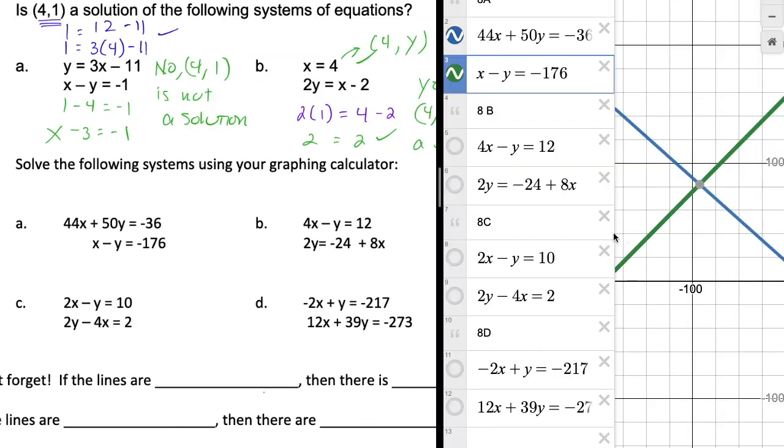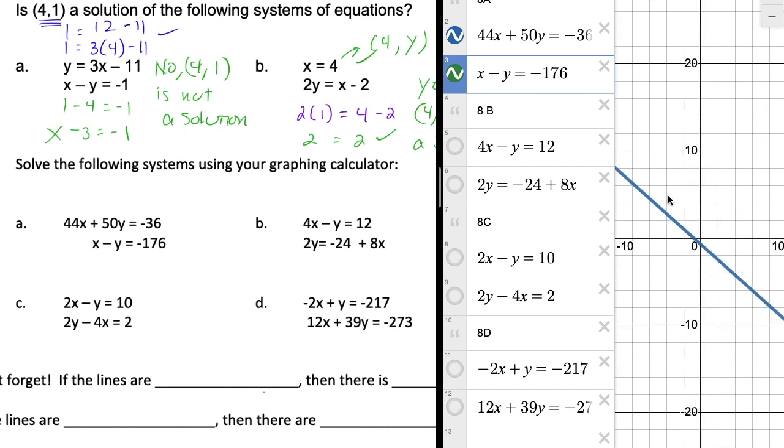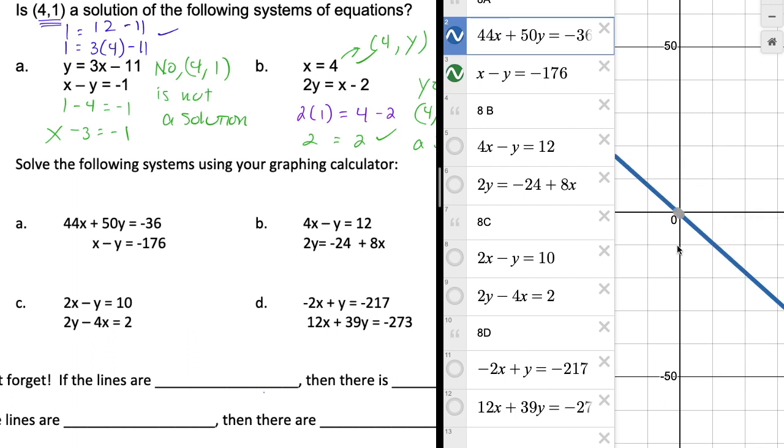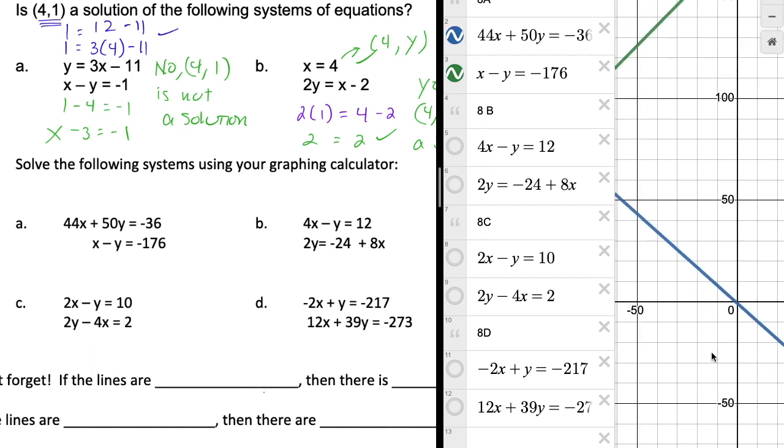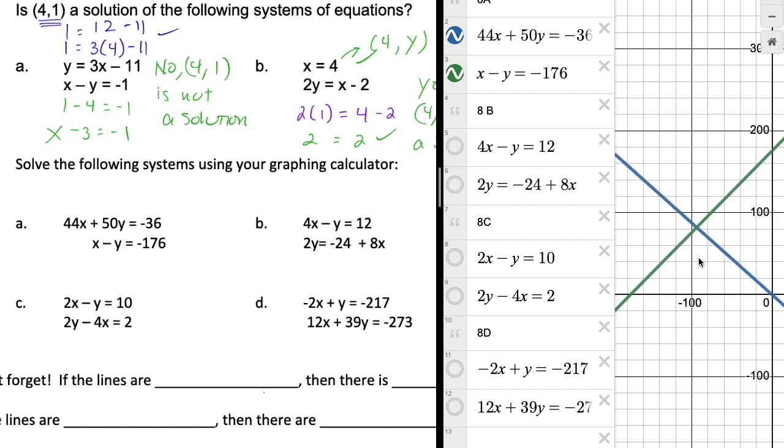So here I've graphed the first two equations. Be careful, I'm going to hit my home button here so you can see how it originally graphed. It graphed like that, and then you may have to zoom in, zoom out in order to see what exactly is going on. So here I'm zooming out, getting further away, and I can see my other graph now, and so I can see where they share that solution at (negative 94, 82), and that's all I have to do is write that guy down. I found my answer.